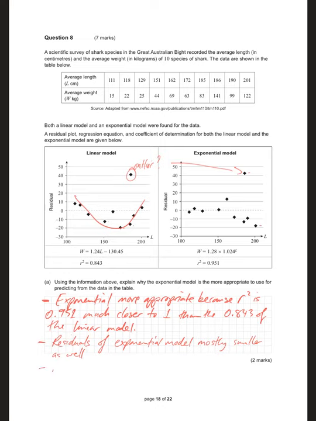So assuming an outlier, there seems to be a curve shape to the linear residual plot too. Multiple reasons. It's only 2 marks, so I'd just expect the first 2.